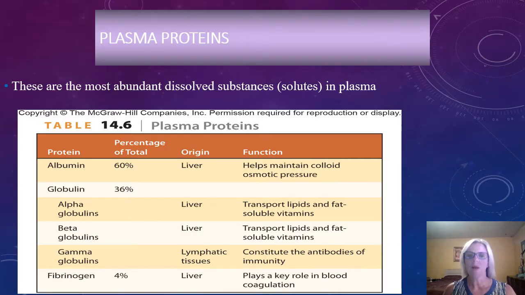Alright, so by weight, plasma proteins compose the most abundant solute or dissolved substance in plasma. These guys stay in the blood because they're just way too large to pass through the membrane. So these are not normally used for energy sources. The proteins that we use for energy come from the digestive system, and then they're broken down.